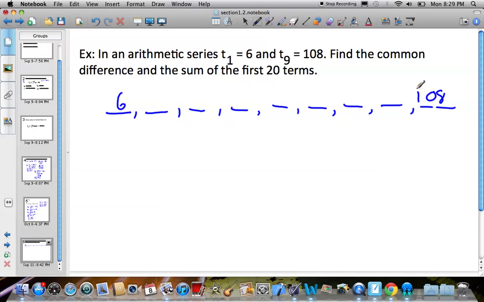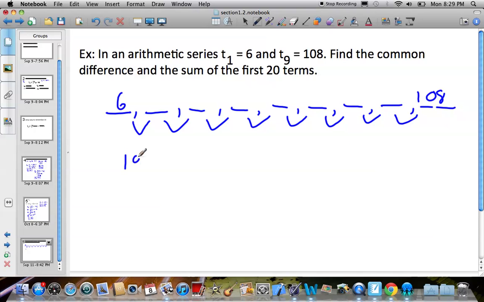So I need to find the common difference first. That's what the question is asking me. Well, if I were going to subtract these, 1, 2, 3, 4, 5, 6, 7, 8, I'd have to subtract 8 times to get a common difference. So essentially what that's saying is that the difference between these two numbers is spread through here 8 times.